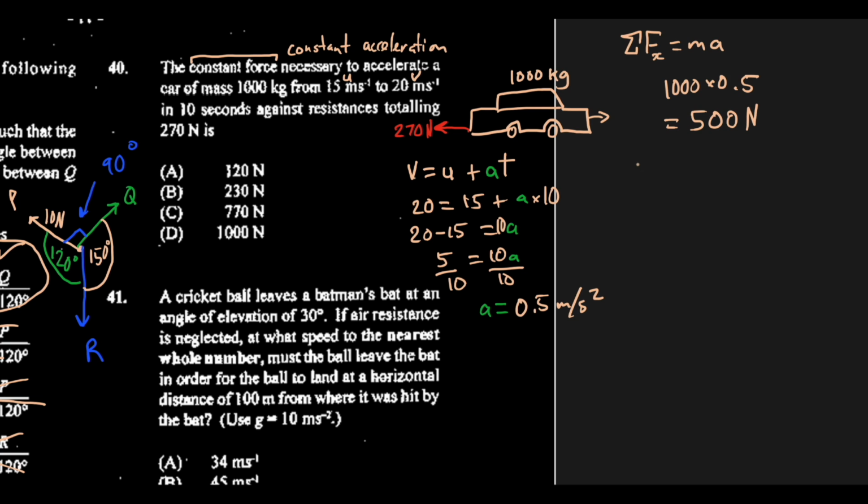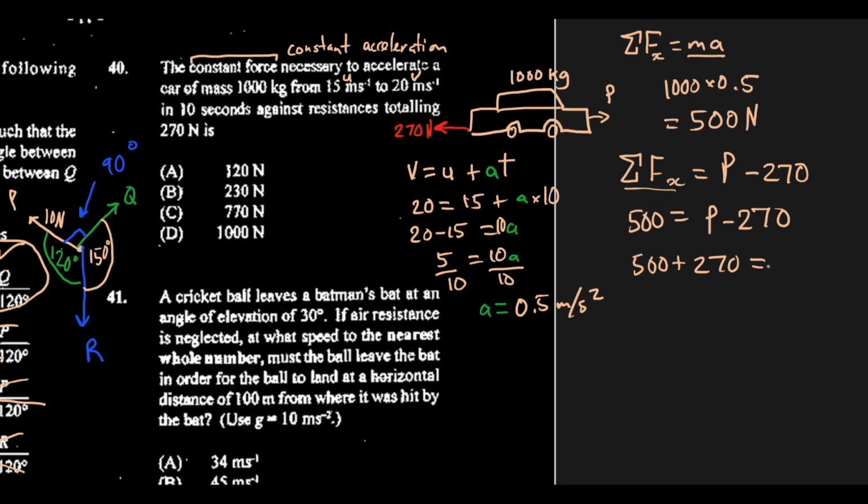So what we're saying with these is the sum of the forces in Fx. Let's say we had a force here, P. So this P here is whatever is pulling this, and then we take away 270. But remember what we just said, the net force, or ma, is equal to 500. So we could say 500 is equal to whatever this force is in general, minus 270. So to get P, we just add 270 to both sides. We have 500 plus 270, which is equal to P.